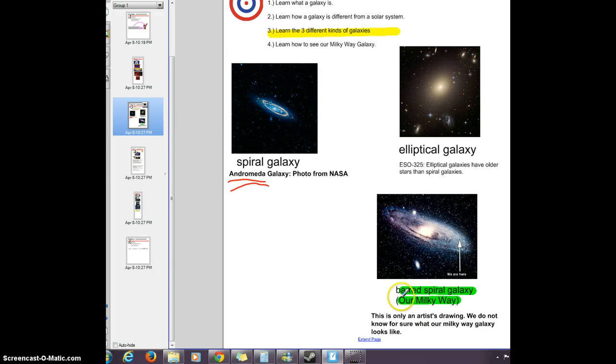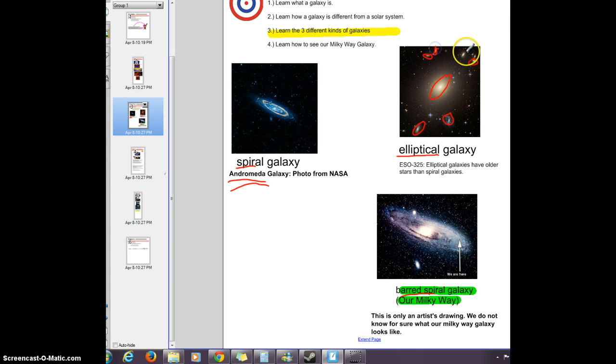So this is a barred spiral. This is a spiral. And this is an elliptical galaxy. What's interesting about elliptical galaxies is they're almost oval-shaped, more oval-shaped than our other galaxies. And what's neat about them is they have older stars. So this itself is the elliptical galaxy, and here you've probably got another elliptical one. This looks like a spiral galaxy. This looks like a spiral galaxy. This looks like an elliptical one.